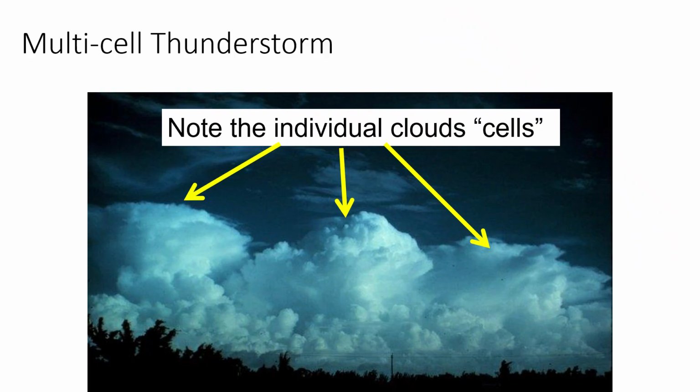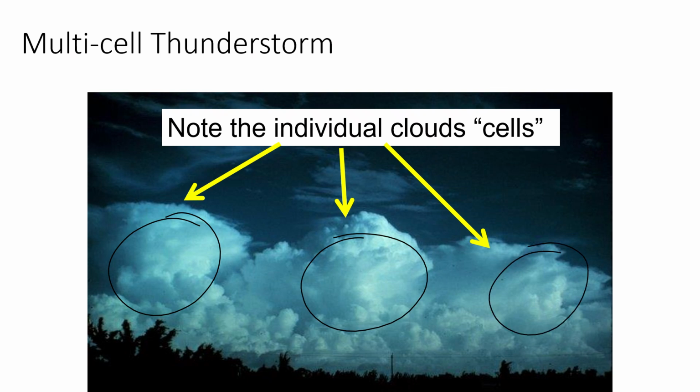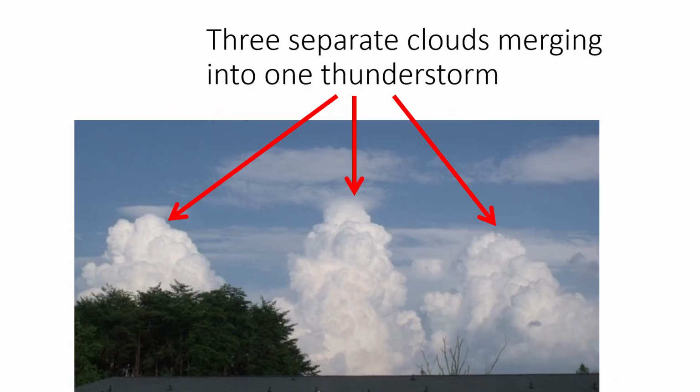Now, a multi-cell thunderstorm. Here we've got three thunderstorm clouds that are starting to merge together. Well, now it's not a single cell, it is a multi-cell. Here you can see three rising cumulus clouds that are very close to one another, and they're kind of merging together. This is called a multi-cell thunderstorm. A little more violent because we've got more air moving around. It's also impacting a bigger area.